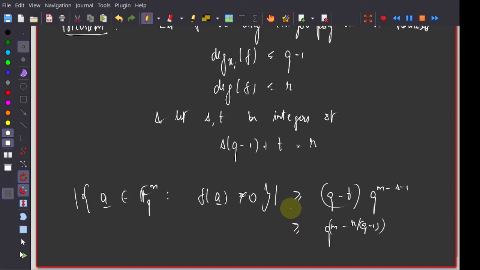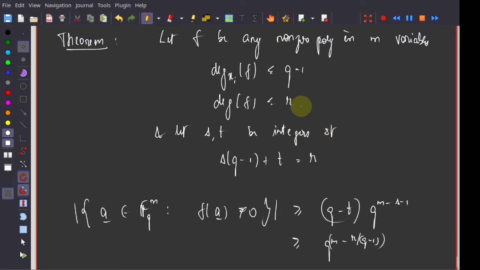So, for example, if you had r is strictly less than q, then I can take t equal to r and s equal to 0. I plug that in over here. So t equal to r and s equal to 0. I get (q minus t) into q to the m minus 1. This is exactly what we had in the previous case.